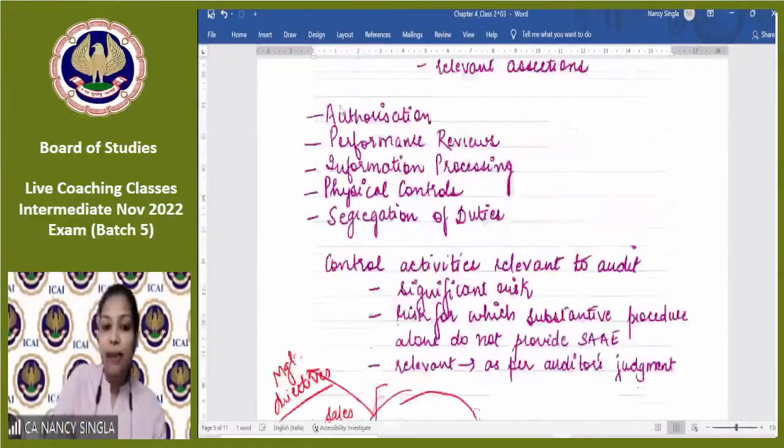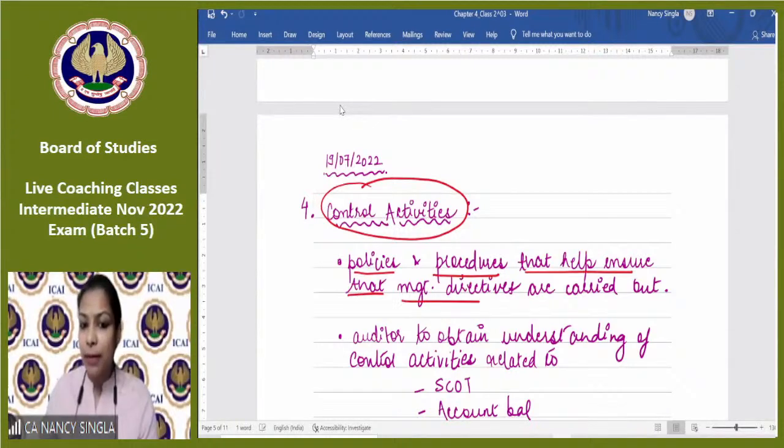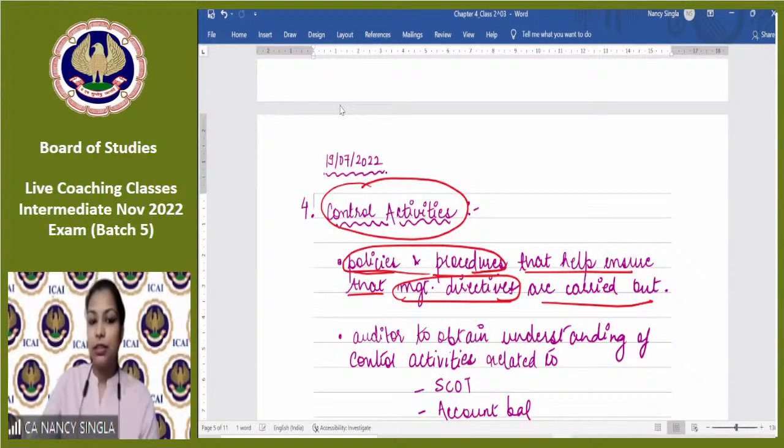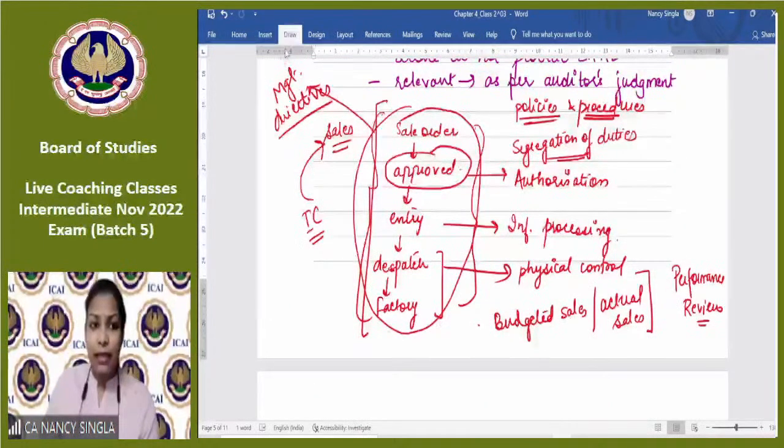So in our example, let us just have a look at the definition. I'm sure that if you keep this example in your mind, you will be able to grasp this definition very easily. So policies and procedures that help ensure that management directives are carried out. So the two keywords are management directives, policies and procedures. So now let us go to our example. So these were the management directives. Let me just highlight them.